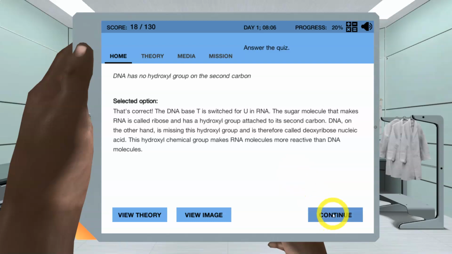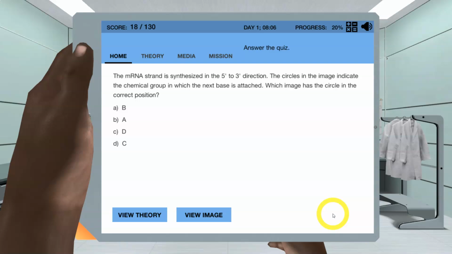That's correct. The DNA base T is switched for U in RNA. The sugar molecule that makes RNA is called ribose and has a hydroxyl group attached to its second carbon. DNA, on the other hand, is missing this hydroxyl group and is therefore called deoxyribose nucleic acid. This hydroxyl chemical group makes RNA molecules more reactive than DNA molecules. The mRNA strand is synthesized in the 5' to 3' direction. The circles in the image indicate the chemical group in which the next base is attached.